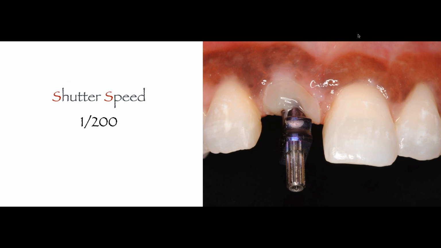This photo was taken with an f-stop of f22 and a shutter speed of 1/200. So this is the combination of both concepts. I'm controlling the light, I'm controlling the focus, obviously with my f-stop, and now I'm controlling the sharpness of the photo with my shutter speed.